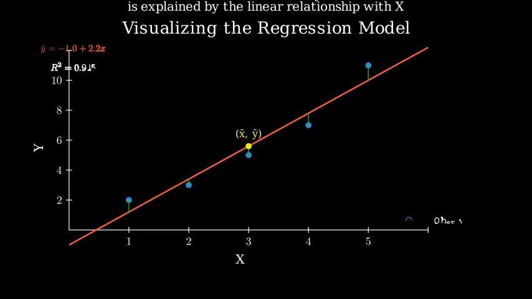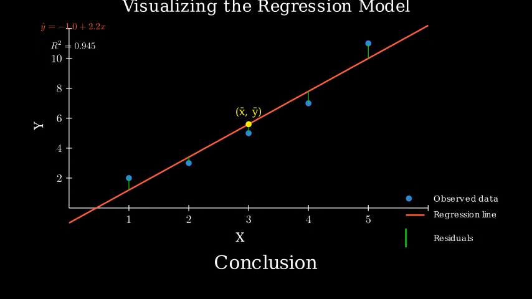Here we have our original data points in blue and our fitted regression line in red. The green vertical lines represent the residuals, the differences between observed and predicted values. As you can see, our line fits the data quite well, which is consistent with our R squared value of 0.945. In conclusion, regression analysis is a powerful statistical tool for modeling relationships between variables.